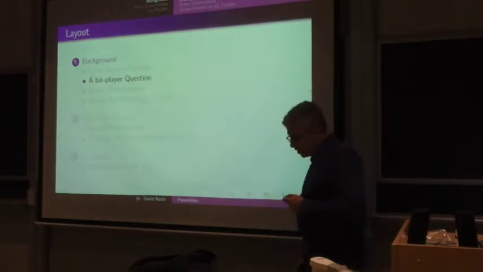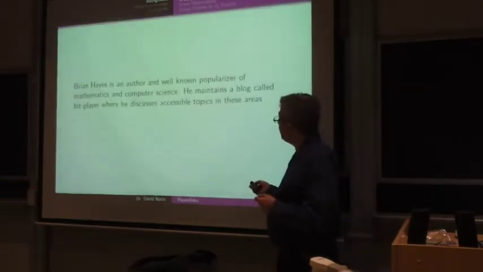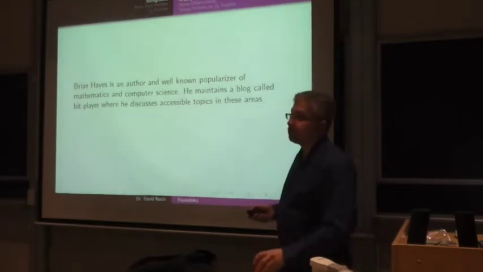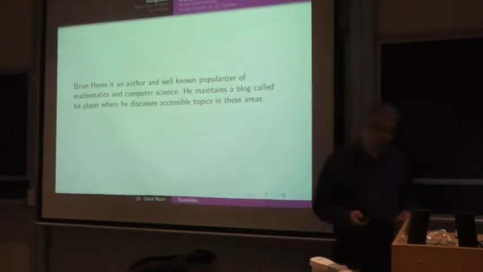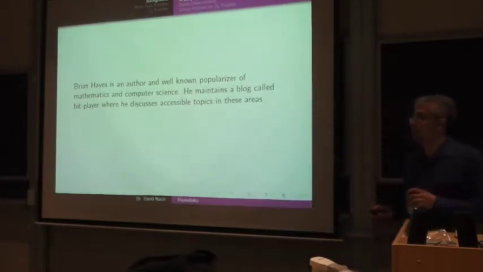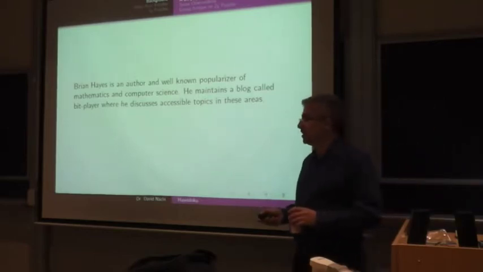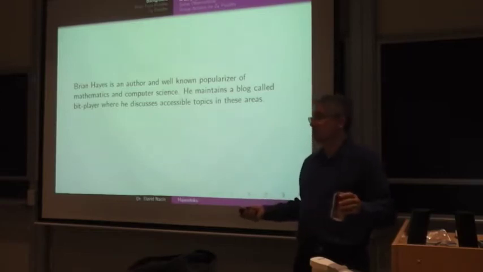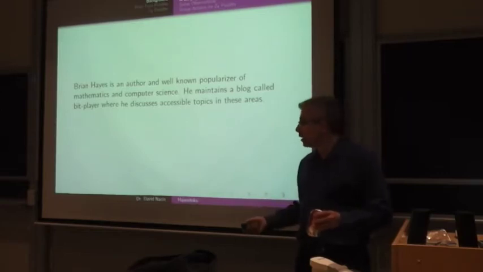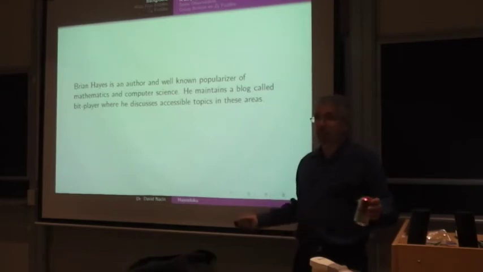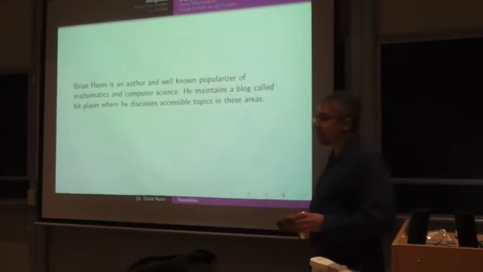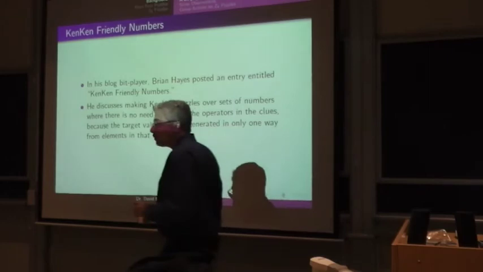I also want to talk to you a little bit about Brian Hayes. He's a popularizer of computer science and mathematics. He wrote for Scientific American and American Scientist. He has a few books, including a book called Group Theory in the Bedroom. And he maintains a blog called bit-player, where he takes accessible problems in computer science and math and tries to get people excited about them. One of them was called KenKen Friendly Numbers.